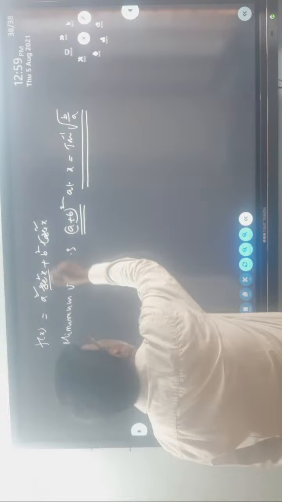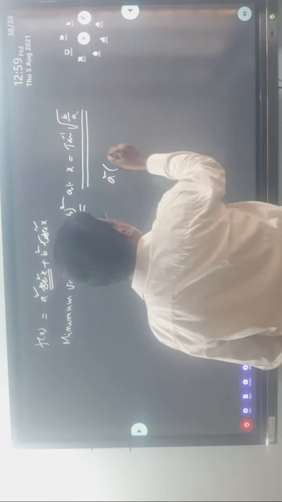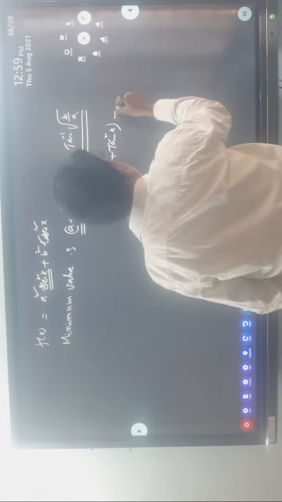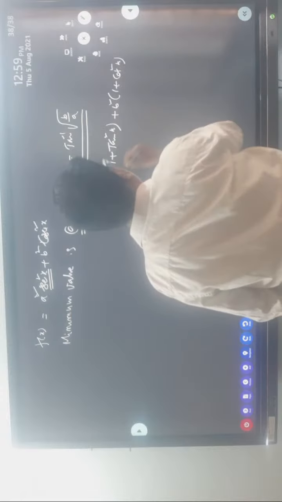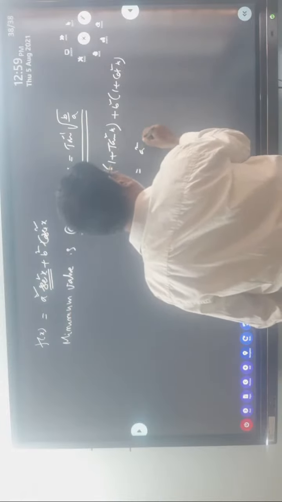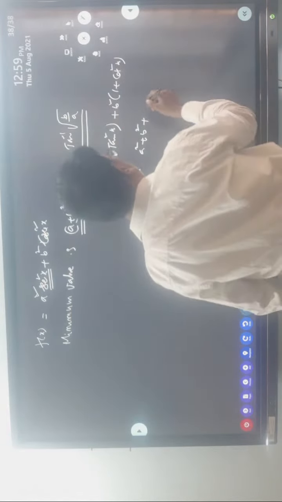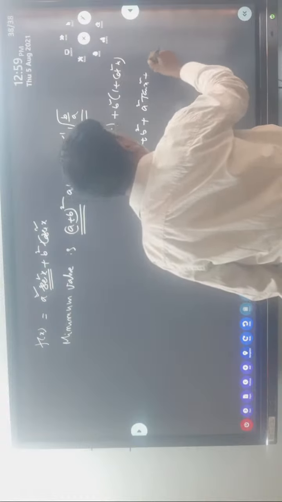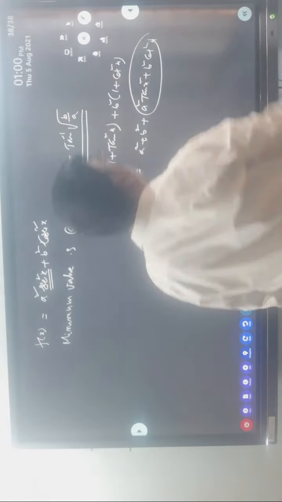So how can we find the formula? This one is converted: a square secant square x is a square into (1 plus tan square x), plus b square into (1 plus cot square x). Like this, it is a square plus b square, plus a square tan square x plus b square cot square x. This is the formula again: AM is greater than or equal to GM.